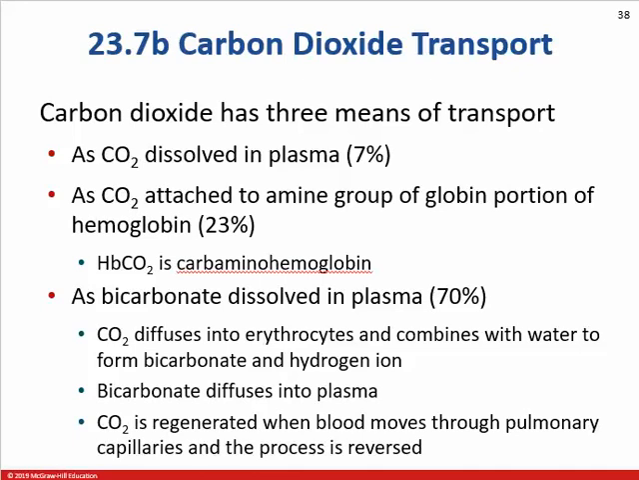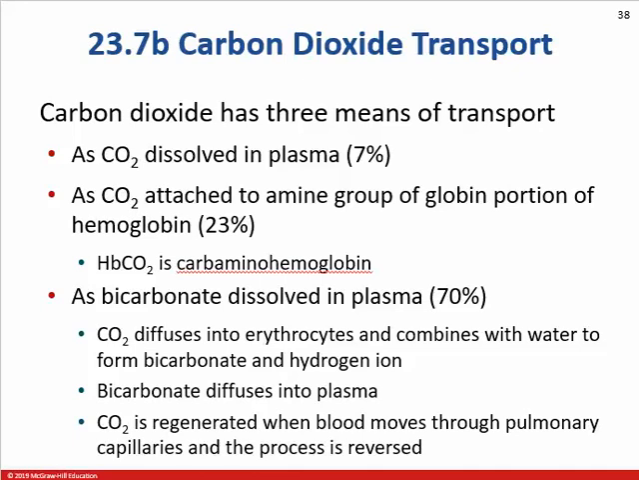H2O becomes H2CO3, which is called carbonic acid. And then the carbonic acid dissociates and becomes bicarbonate ions and hydrogen ions. And the hydrogen ions lower the pH.